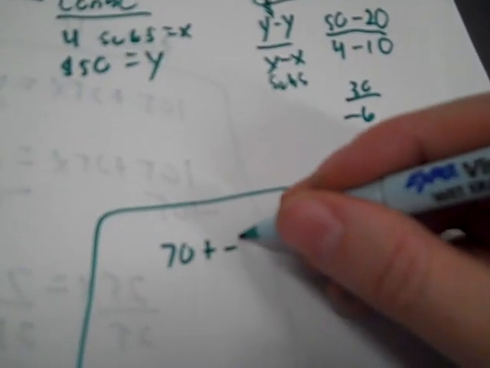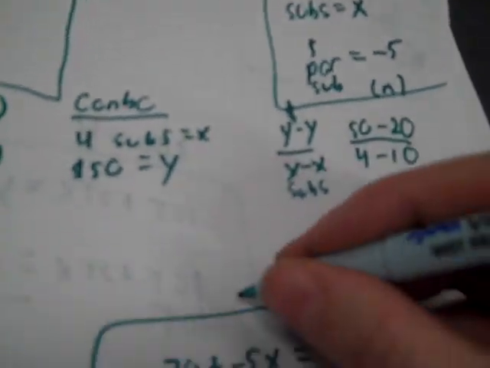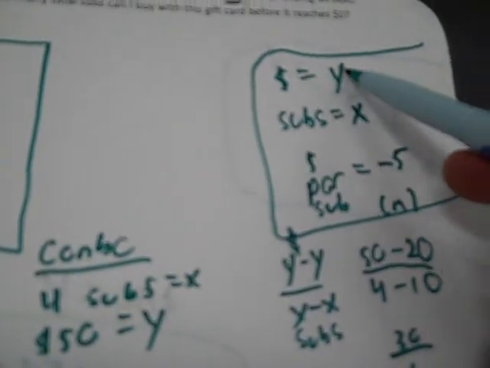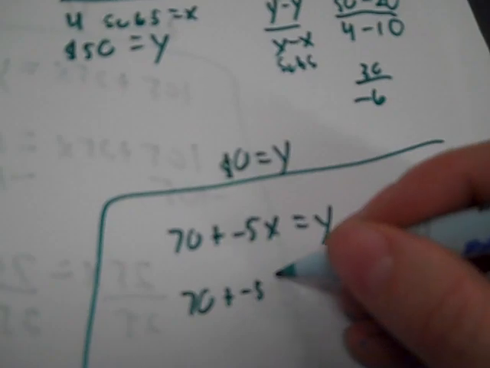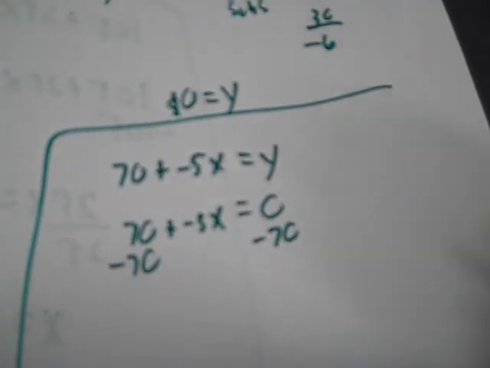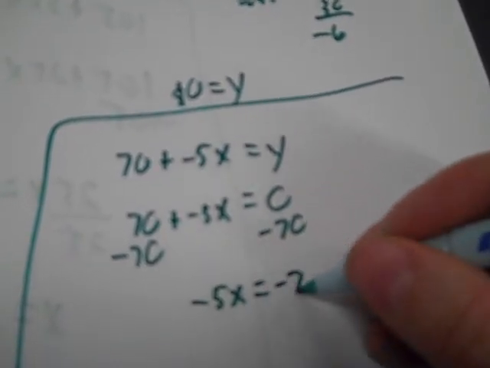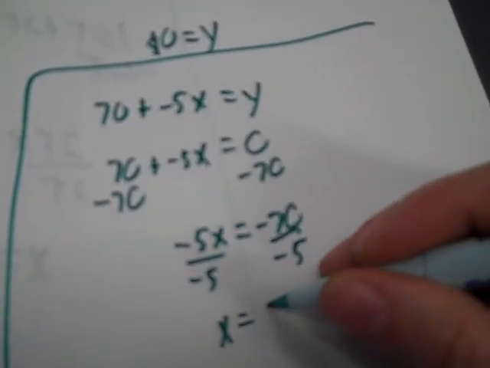So my equation is 70 plus negative 5x. You can put minus 5x if you want, equals Y. And then the $0 replaces the Y variable because that's money. So 70 plus negative 5x equals 0. Now solve for x. You subtract your 70. That's negative 70. Then I divide by negative 5. That's a positive. That's 14. So 14 subs. You shouldn't get negative for any answer you put down here. If you do, you're doing something wrong.